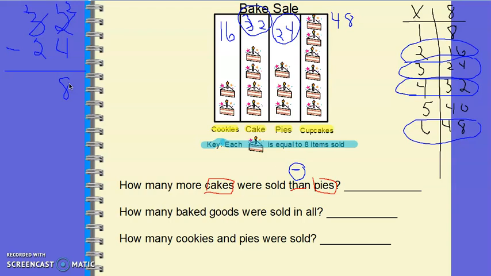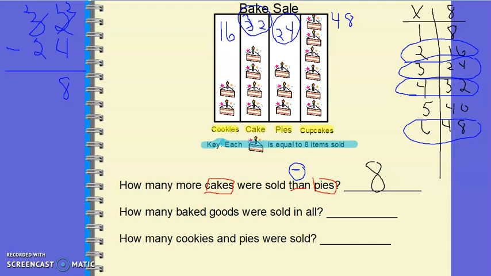So how many more cakes were sold than pies? There were 8 more cakes than pies, and I can put an 8 right there for my answer. All right, let's look at question number 2. It says, how many baked goods were sold in all?